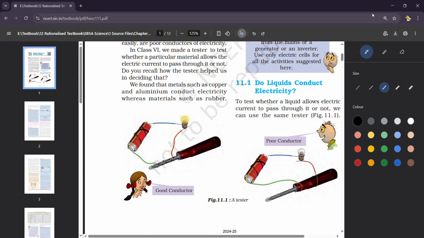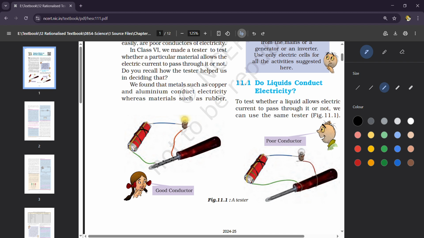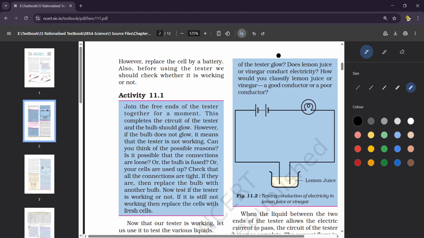Now all the metals are good conductors of electricity. But graphite is the only non-metal which is a good conductor of electricity. Plastic is a poor conductor of electricity and air is also a poor conductor, but air conducts electricity in certain conditions. Hence we cannot say an object is an insulator, because in certain environmental conditions, in certain climates, these objects also conduct electricity. Now we will check the liquids.